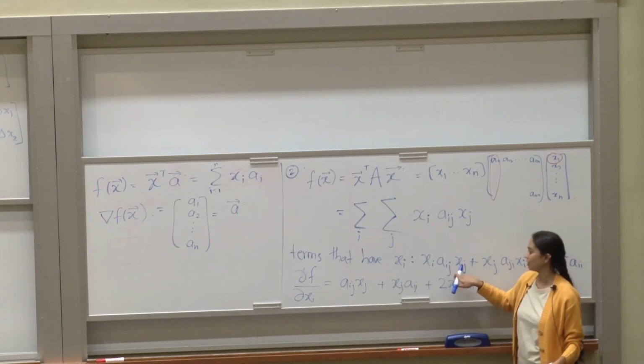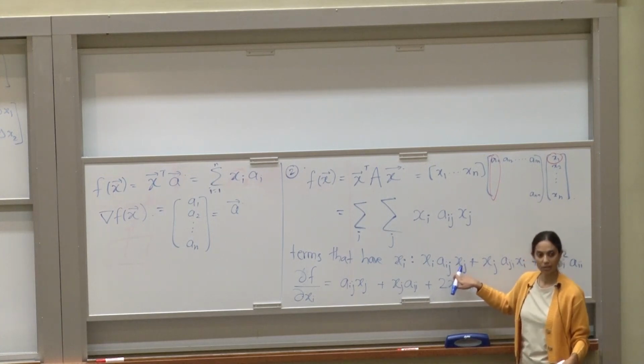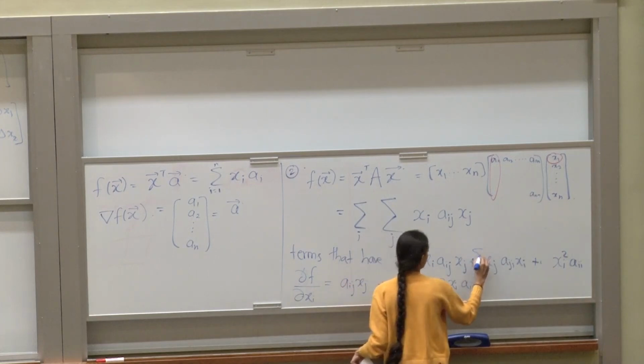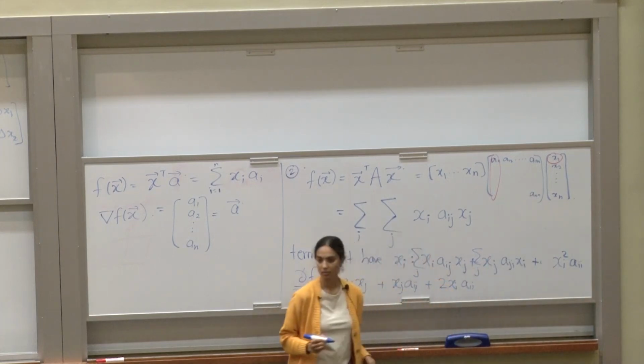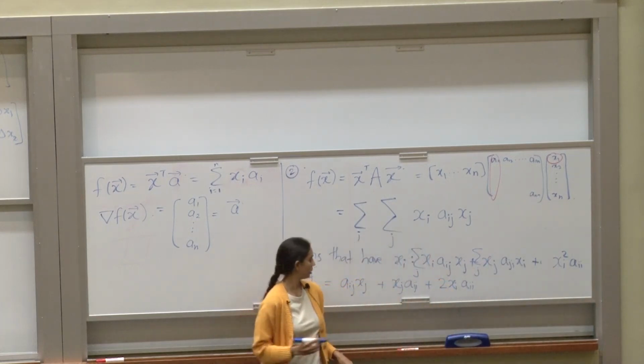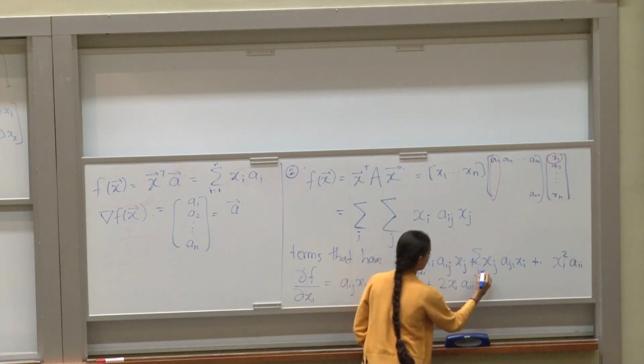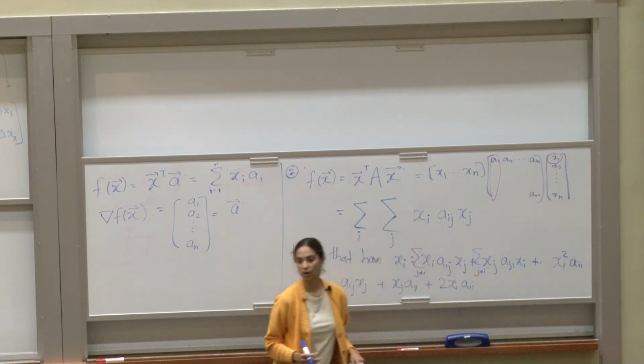So what should this be? I should have a summation here, right? I should have a summation over j, and I should have a summation over j here, right? And this is j not equal to i. Sorry about that.